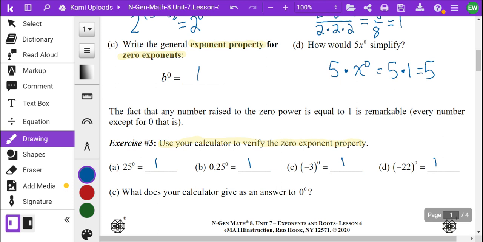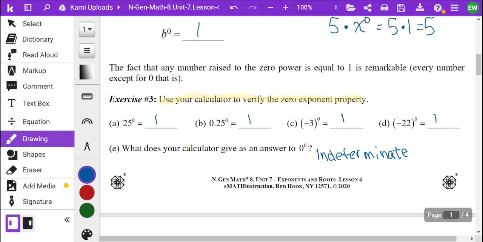Now, what does your calculator give as an answer to 0 to the 0 power? Go ahead and put that in your calculator. Okay, it should say something like undefined or give you an error. That's indeterminate. That means that it does not have a value because we cannot divide 0 by 0.